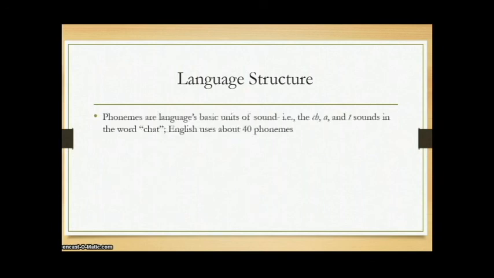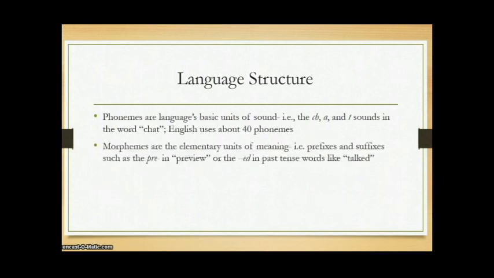Language structure. Phonemes are language's basic unit of sound, for example, the CH, A, and T sounds in the word chat. English uses about 40 phonemes. Morphemes are the elementary unit of meaning, for example, prefixes and suffixes such as pre in preview, or the ed in past tense words like talked.